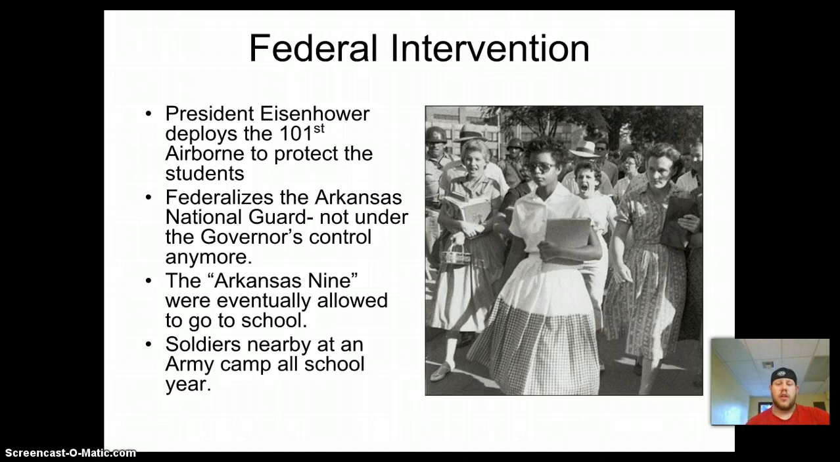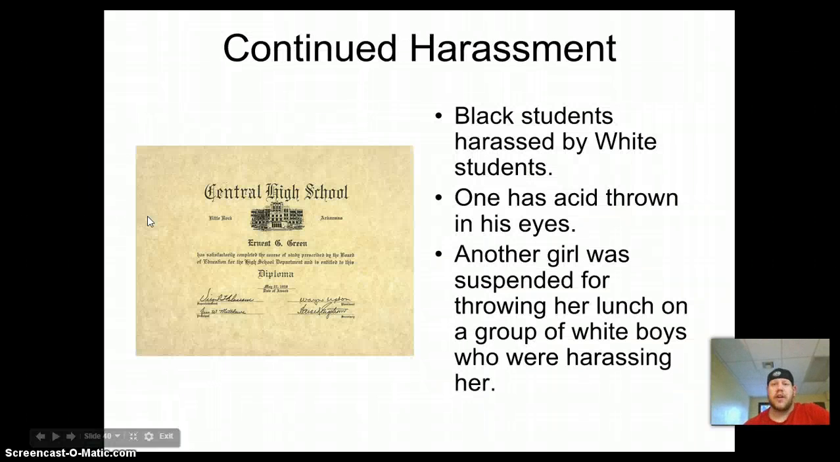And eventually, the Little Rock 9 were allowed to go to school, but they had to bring in the actual military to let these kids go to school. And soldiers actually were at a camp. They stationed the soldiers nearby in case stuff flared up again. I mean, the whole time they were there, they got all this kind of harassment.